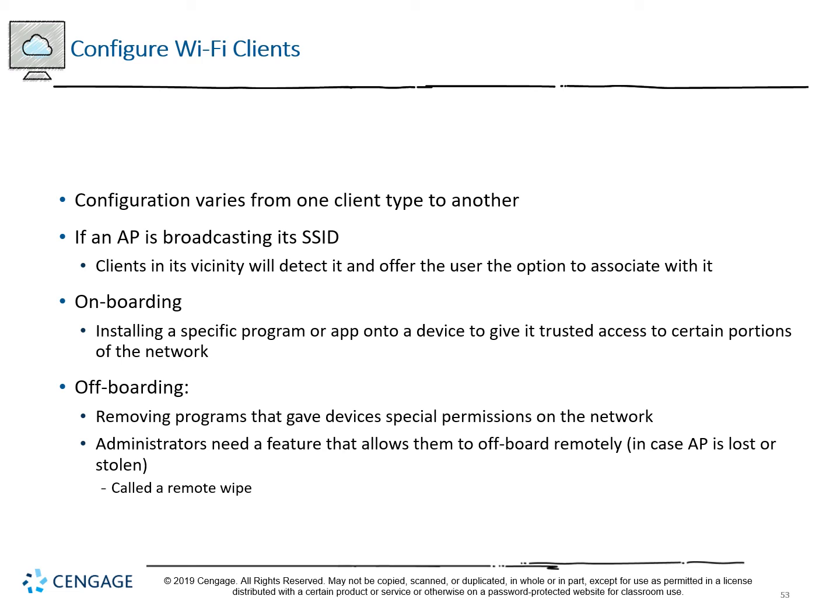If the AP is broadcasting its SSID, clients in the vicinity will detect it and, of course, offer the option to associate with it to each individual end device. Now, there are two processes directly related that we also hear about with this: onboarding and offboarding. This is where we're essentially adding or removing the ability of a device to connect to a network. So if we have a trusted access protocol that we need to use, we can sometimes download what's called a profile in order to allow that particular access. If we need to remove it, we want to be able to do it not only with the device in hand, but remotely in case the AP is lost or stolen.